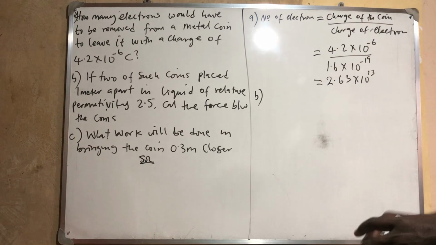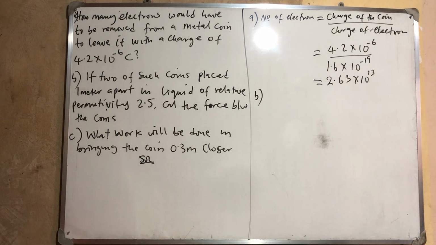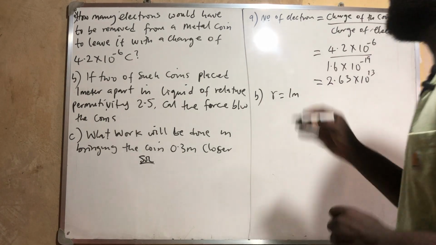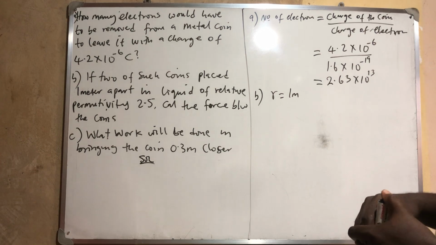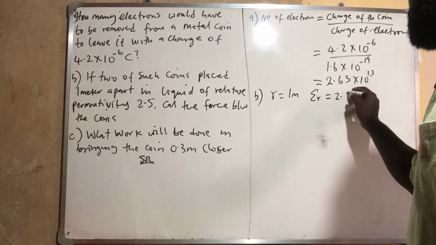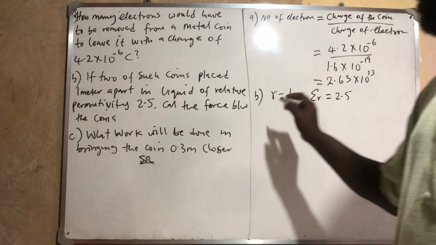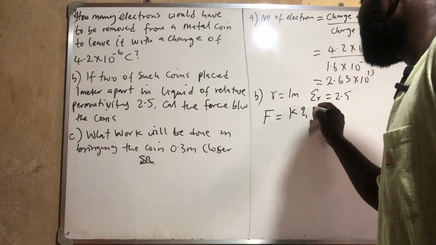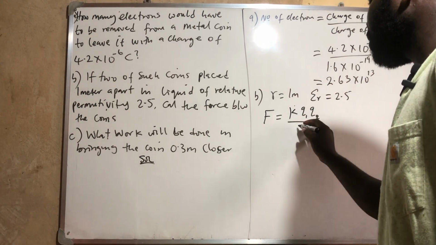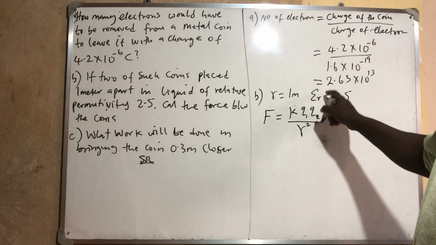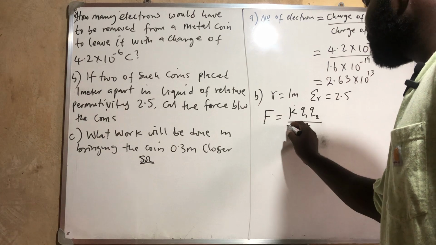Question number 2 said, if two of such charges are placed 1 meter apart, they've given me my radius as 1 meter, in a liquid of relative permittivity, they gave me ER as 2.5, calculate the force. Don't forget that your force is equal to K Q1 Q2 all over R squared. But if there is a relative permittivity, you must add that relative permittivity here.